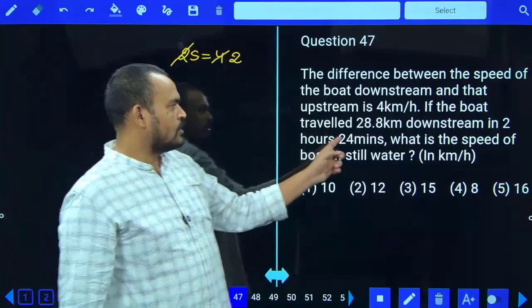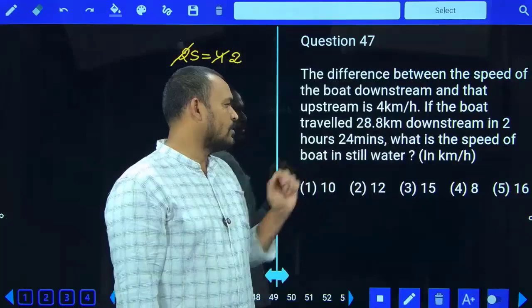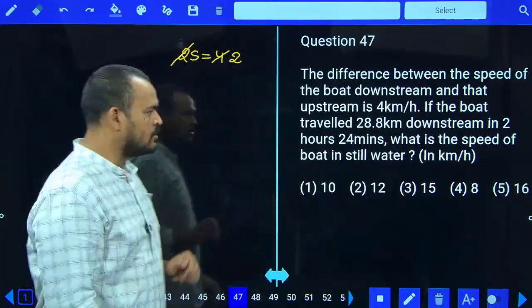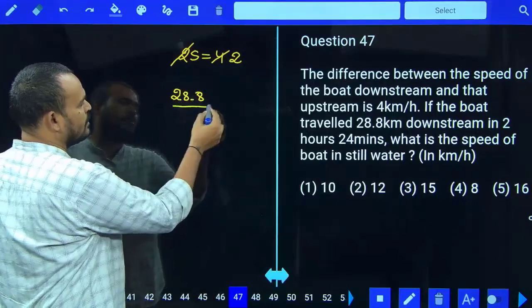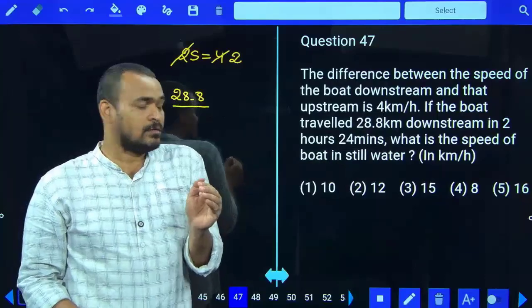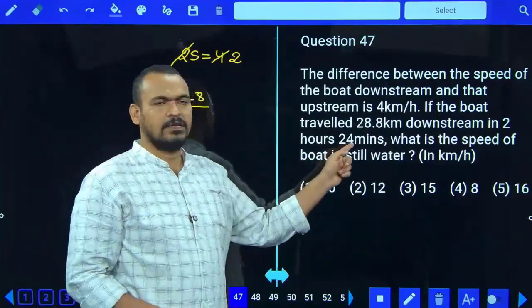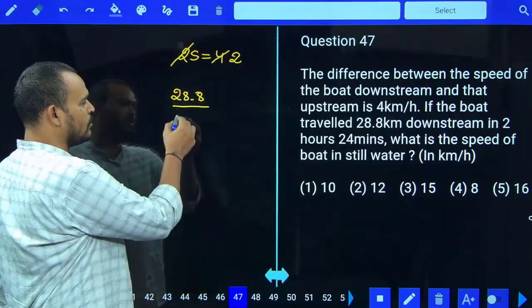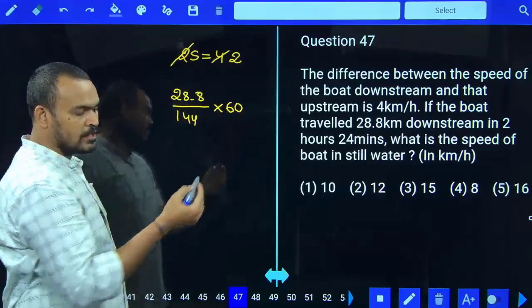Next, the boat travels 28.8 kilometers downstream in how many hours? 2 hours 24 minutes. What is the distance downstream? 28.8. Time downstream is 2 hours 24 minutes. Per hour is 60 minutes, so 2 hours is 120 minutes plus an additional 24. Total how many minutes? 144 minutes.